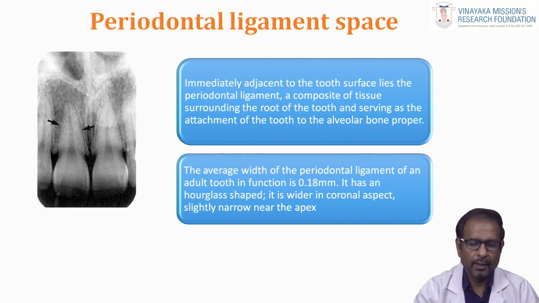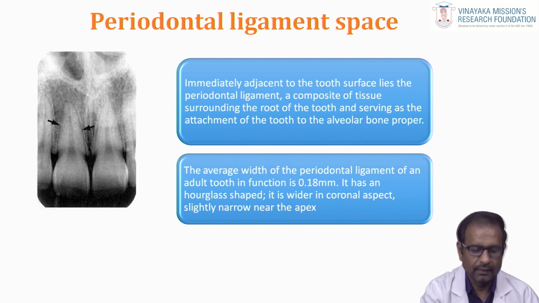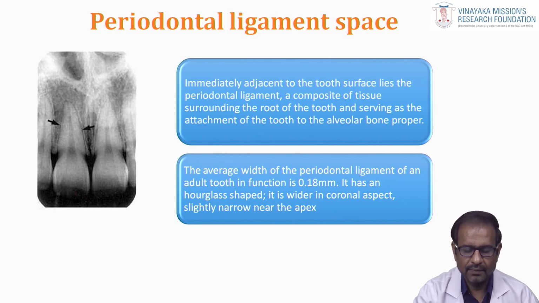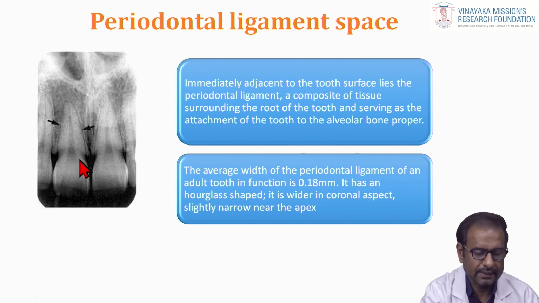The next one is the periodontal ligament space. Immediately adjacent to the tooth surface lies the periodontal ligament. It is a soft tissue, a composite of the soft tissue surrounding the tooth structure. The average width of the periodontal ligament in an adult tooth is 0.18 millimeter. It has an hourglass shape. It is wider in the coronal aspect and slightly narrower near the apex.